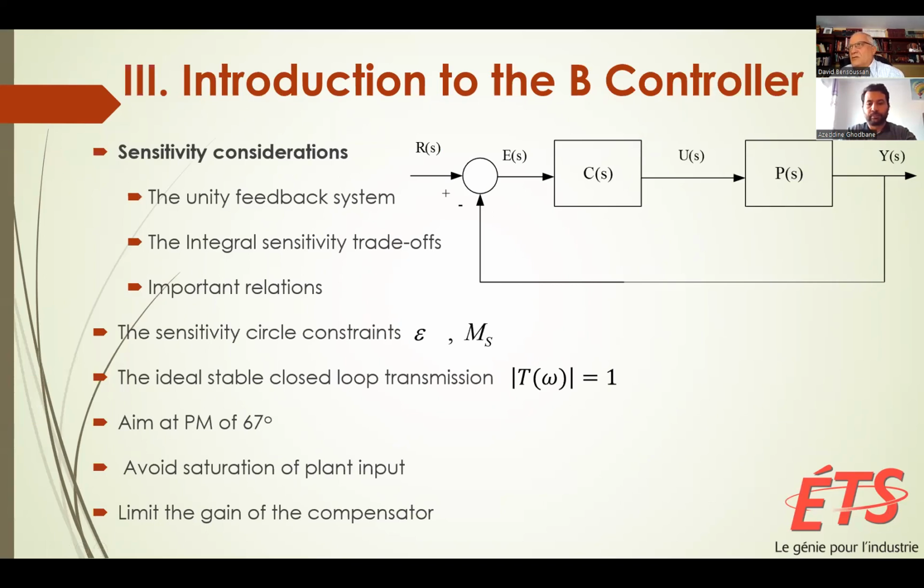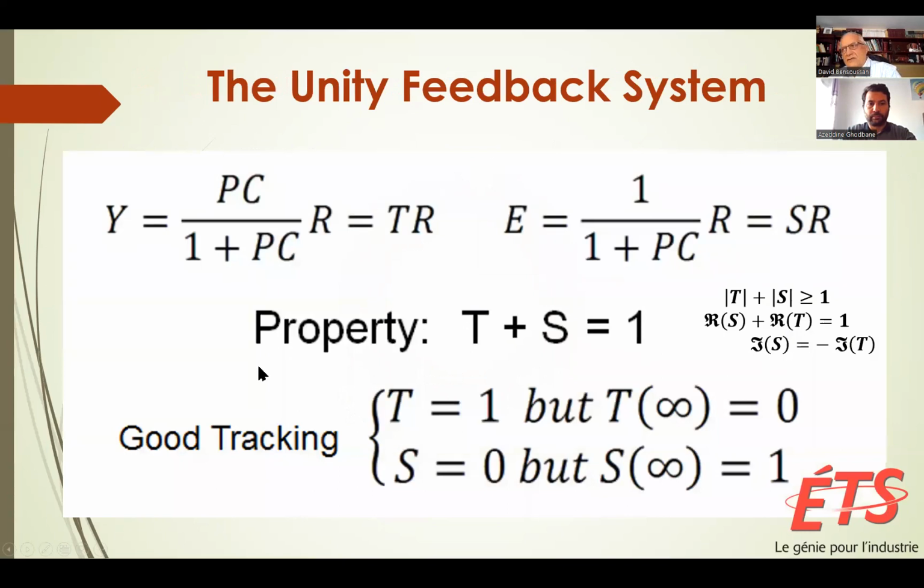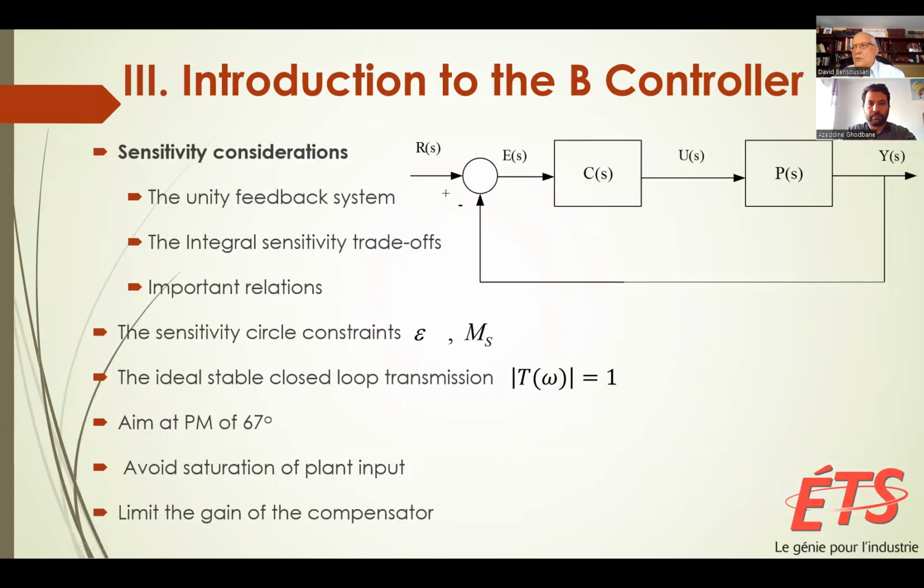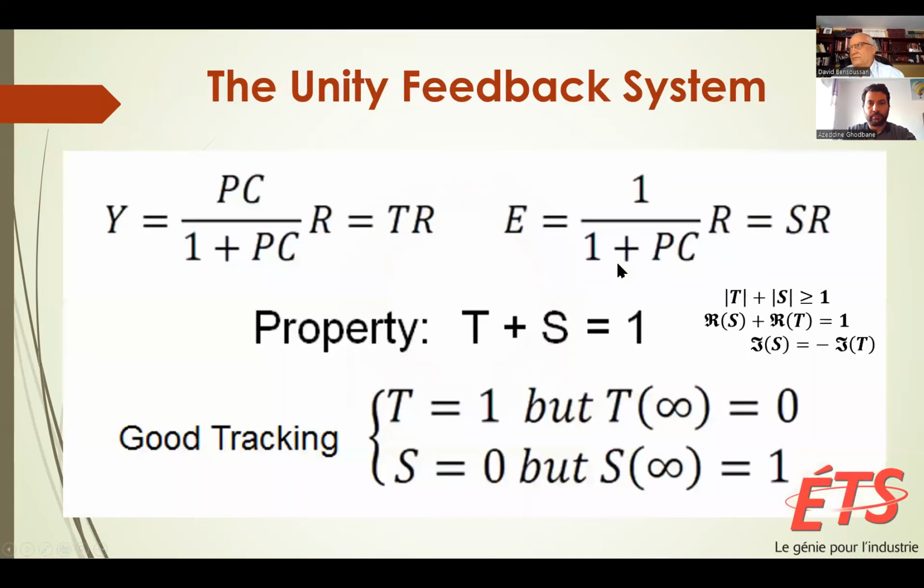What's new about this B control? Basically, it's based on sensitivity considerations. We're going to propose some sensitivity constraints in low frequencies and over all frequencies. We aim to have a closed loop as close to 1 as possible, a phase margin of 67 degrees, as Astrom proposes. And our aim also will be to avoid the saturation of the input. That means we want to limit the amplitude of U(s). And we want actually to do that with a reasonable gain for the compensator.